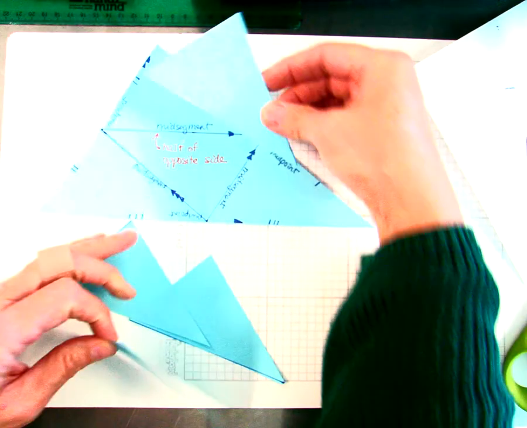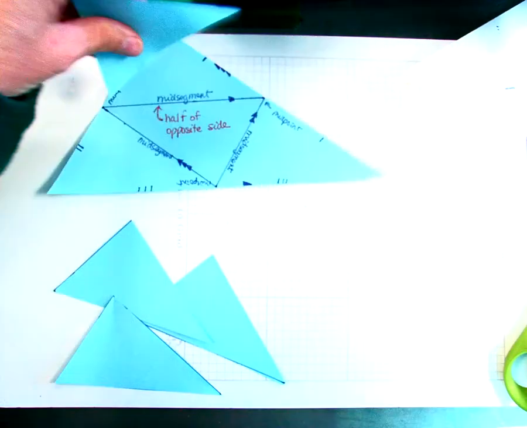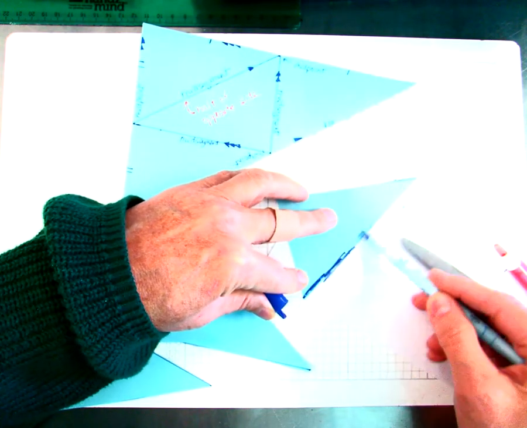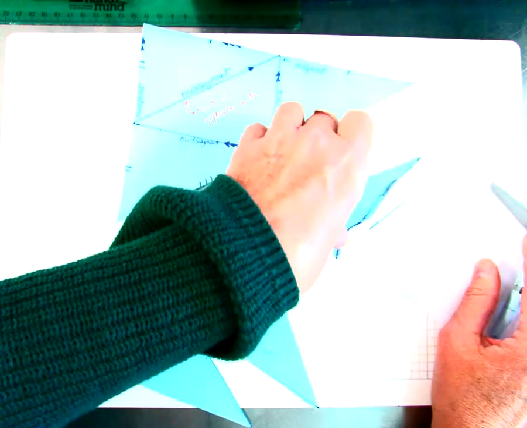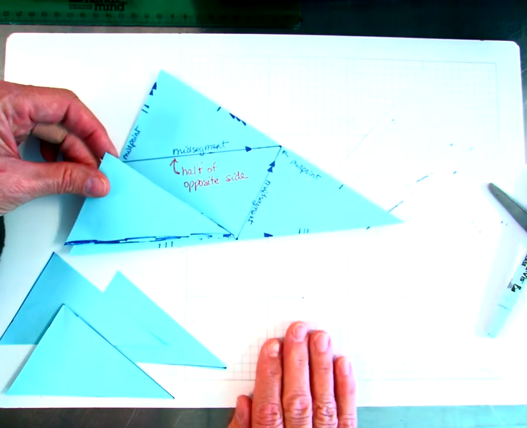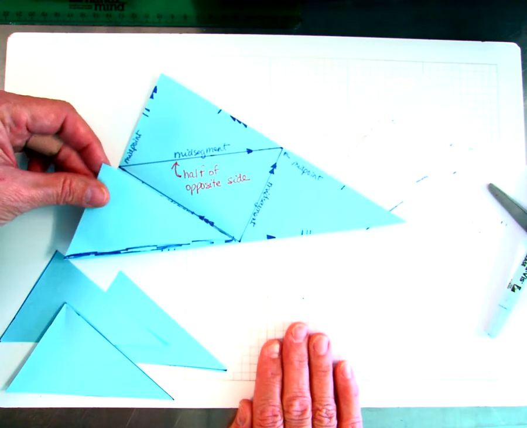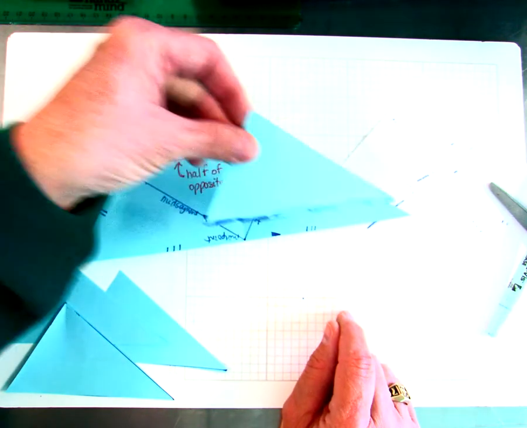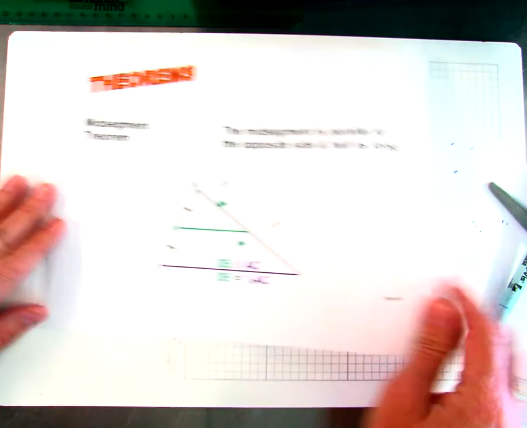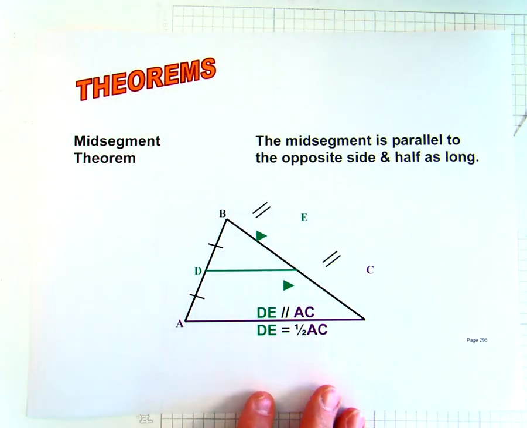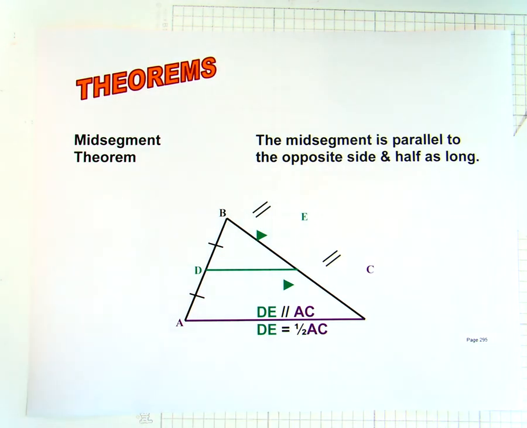I can now take the ones I've cut out and notice here's the midsegment. Color it so you can see it. This edge is the same as the midsegment of the triangle. I can move it down to the opposite parallel side and see that it is in fact twice as long. The opposite parallel side to the midsegment is parallel and it is twice the length of the midsegment. That is our midsegment theorem, which is shown here. The midsegment of a triangle is parallel to the opposite side and half as long.